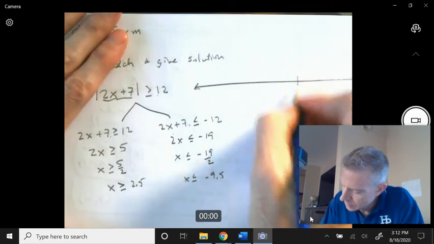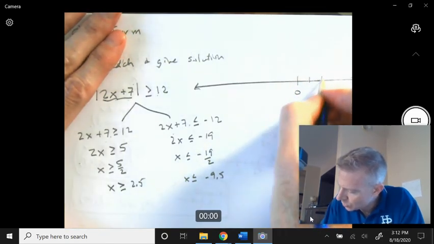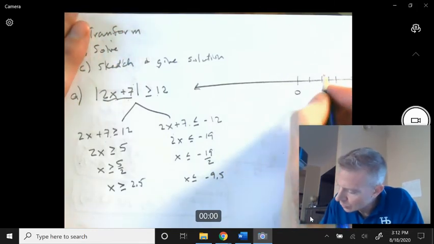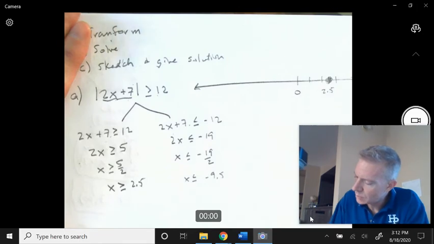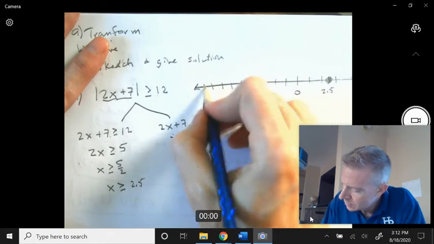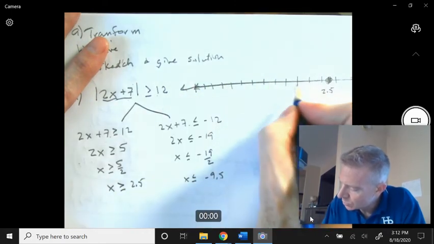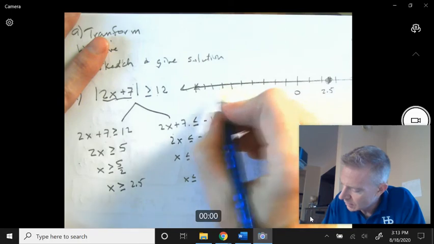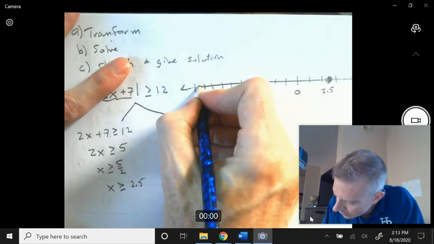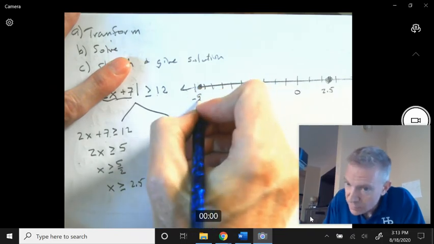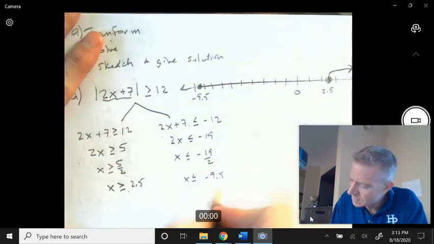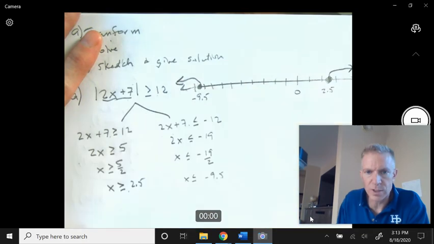So we've got 0, 1, 2, 3. So here's your 2.5. And we're including the 2.5, so we'll make that a closed circle. Negative 9.5. Okay, so that's 1, 2, 3, 4, 5, 6, 7, 8, 9, 9.5 would be about right here. So negative 9.5. We want everything greater than 2.5, less than negative 9.5. So that's going to be an or statement.